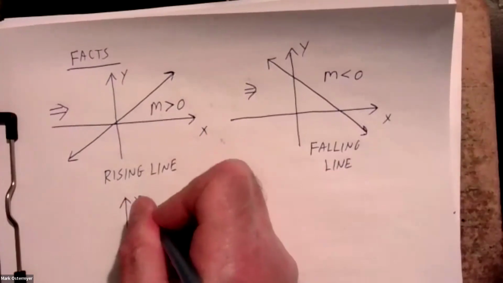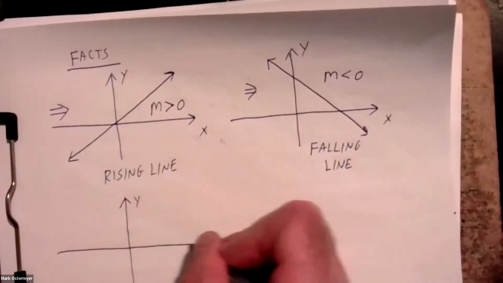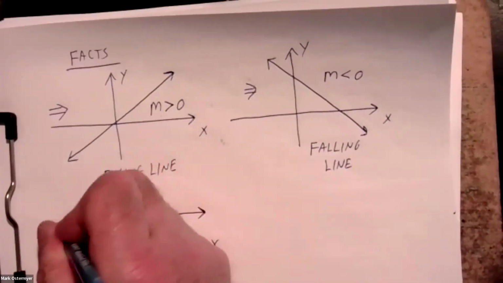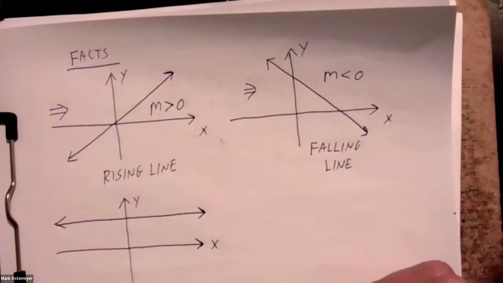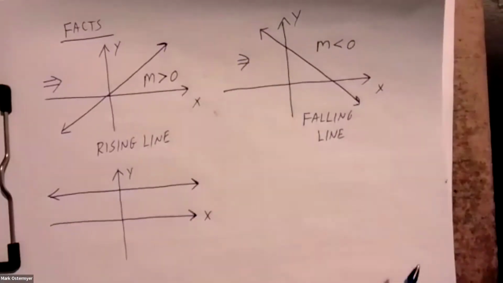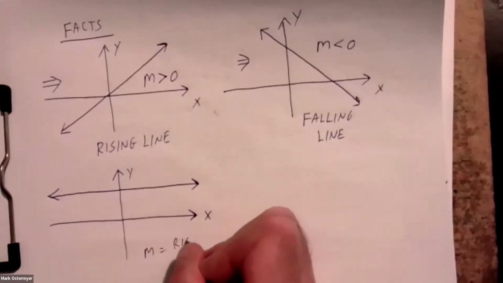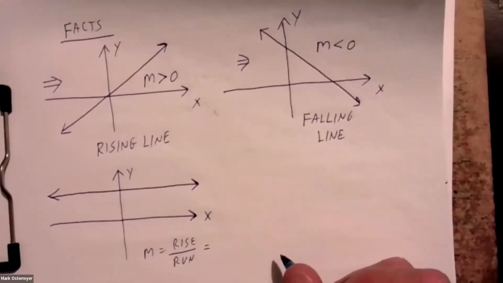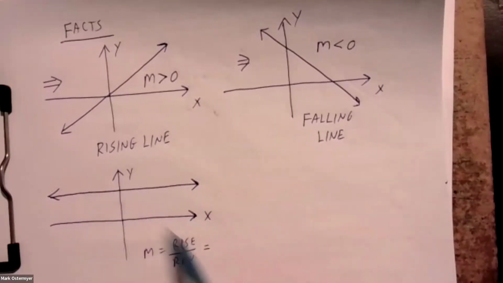Does anybody want to take a wild guess as to what the slope of a horizontal line is? What would be the slope of a horizontal line? Remember, slope is rise over what? Run. What does a horizontal line not possess, rise or run? A horizontal line does not possess one of these. Which one does it not possess, rise or run?